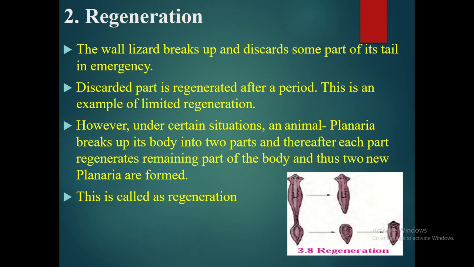Second, regeneration. Regeneration is of 2 types, partial regeneration and complete regeneration. You must have seen that a wall lizard breaks its tail during an emergency and later that discarded tail part can be regenerated. This is an example of partial or limited regeneration, in which only some part of the body can be regenerated. Whereas in planaria, it breaks its body into 2-3 parts and later each part regenerates the full body. This is an example of complete regeneration.